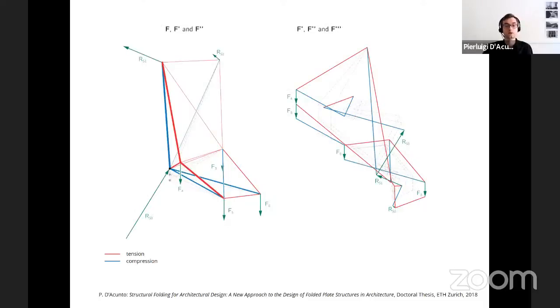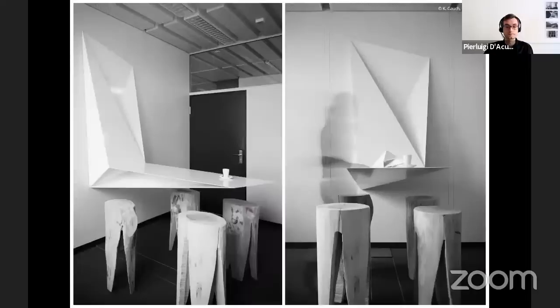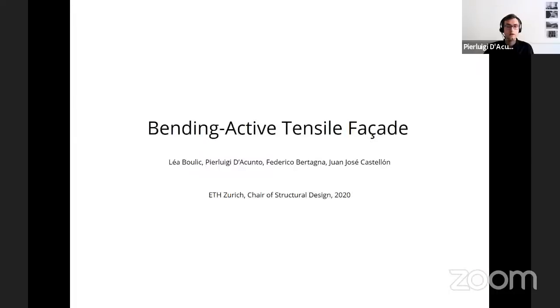And then vector-based graphic statics has been used in order to define the geometry of the table by imposing constraints, for example, minimizing the internal forces. Based on this process, then the table has been eventually materialized in a full-scale prototype using 3 millimeter thick steel plates.